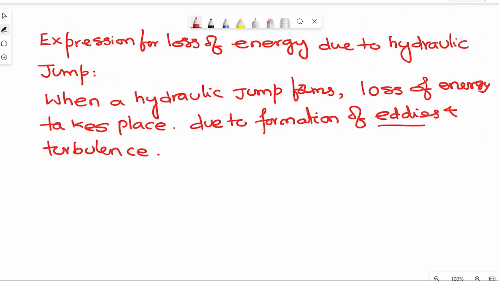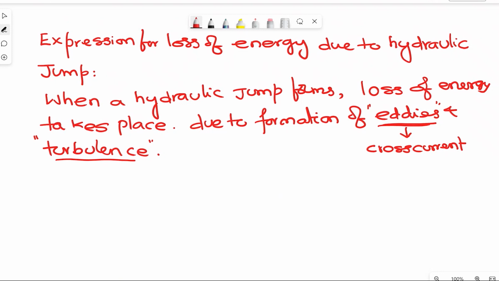What are eddies? Eddies are nothing but cross currents. Cross current means cross flow. So when flow happens, there is a cross flow to it. That is what we call eddies. Apart from that, there is turbulence, where a lot of mixing happens. So these are the two. Because of these two, loss of energy takes place.